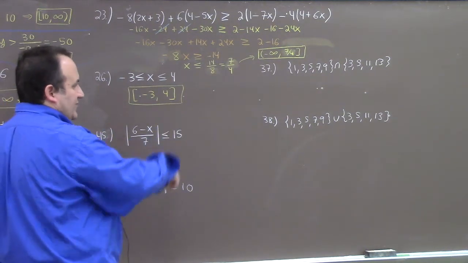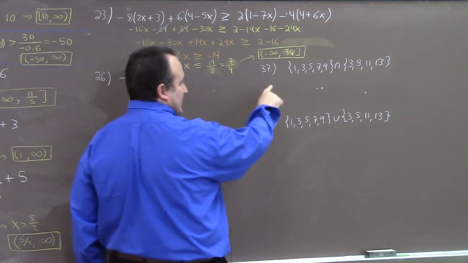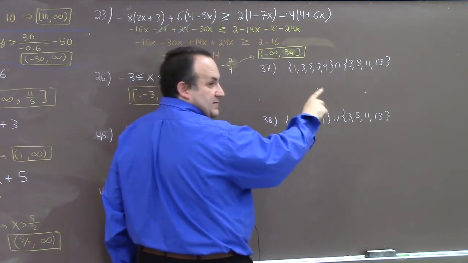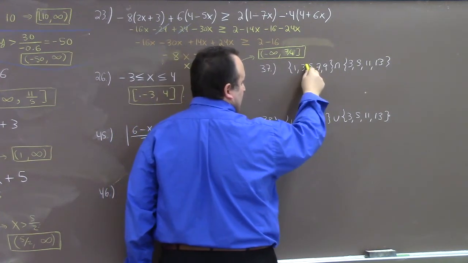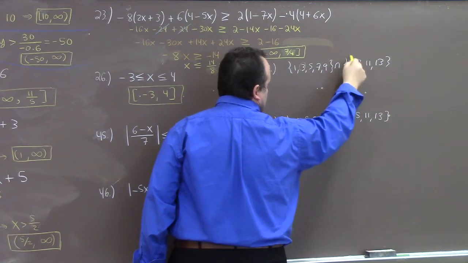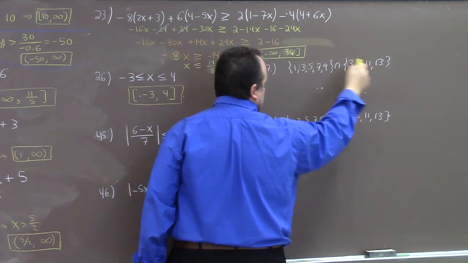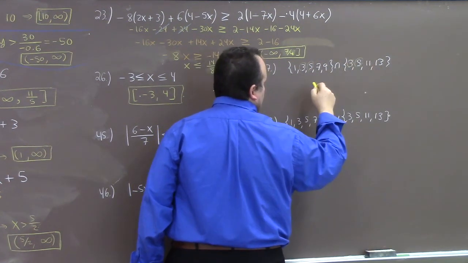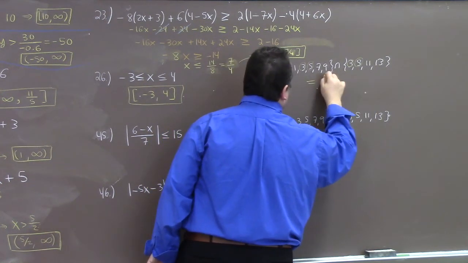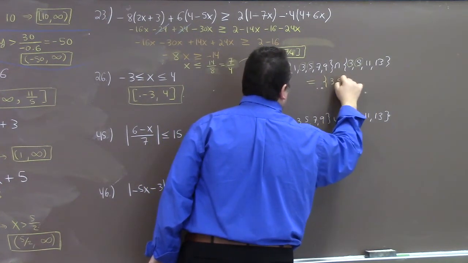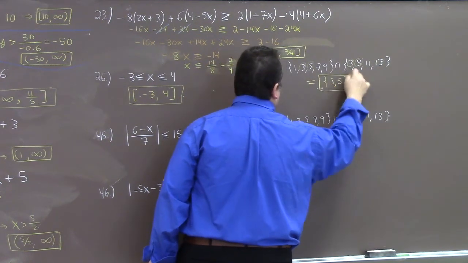Let's do 37 and 38. They're easy. The intersection, what are we looking for? Common things that are in both, right? One's not, but 3. 3's in both, right? 5's in both. Yep, that's it. So the answer is 3, 5. That's the intersection of these two sets.